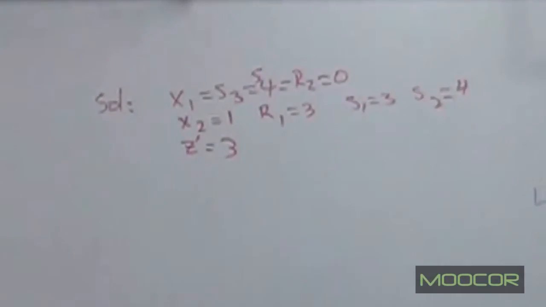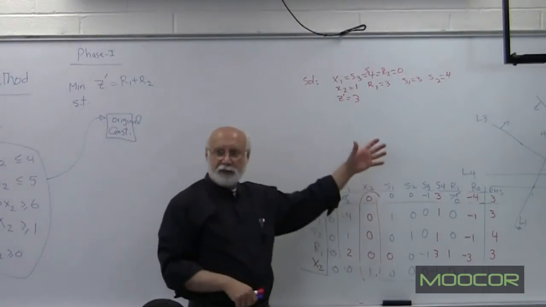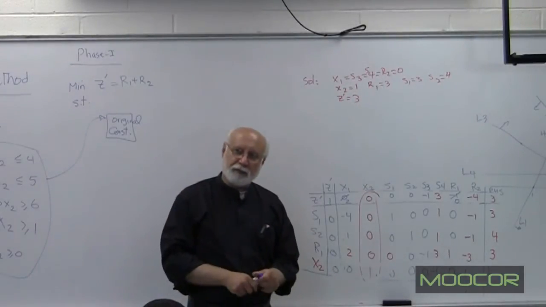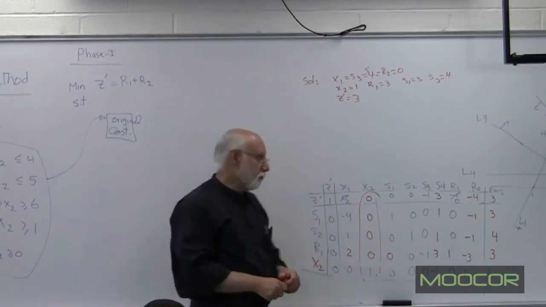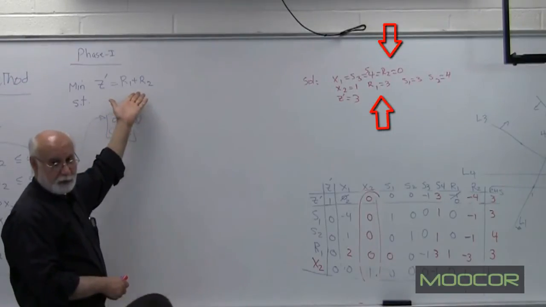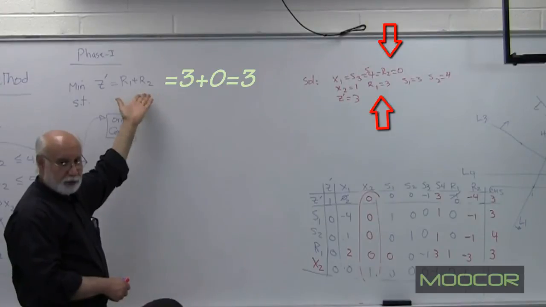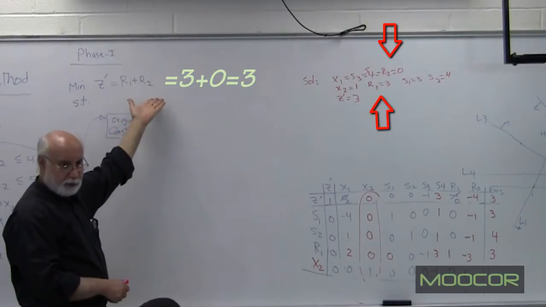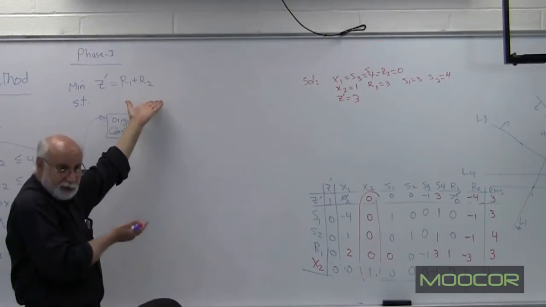Who knows where that number 3 came from, other than the calculation in here? What does it mean in terms of the real problem? That's your Z prime. Plug in R1 and R2 in here. You will get 3. That's what that means.